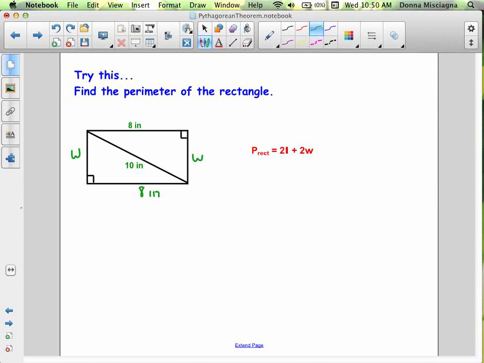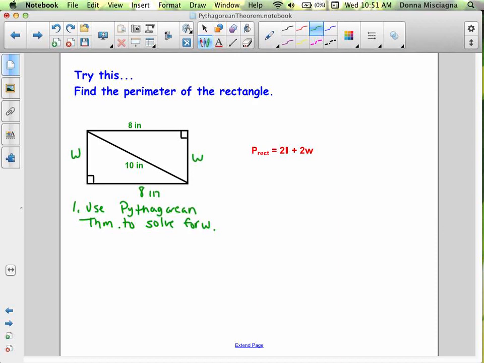Those two sides. But notice that the rectangle has right angles, which means that if we draw a diagonal from one corner to the other, we have created a right triangle. And we know we can use Pythagorean theorem to solve for missing sides in a right triangle. So step 1, we're going to use Pythagorean theorem to solve for W.